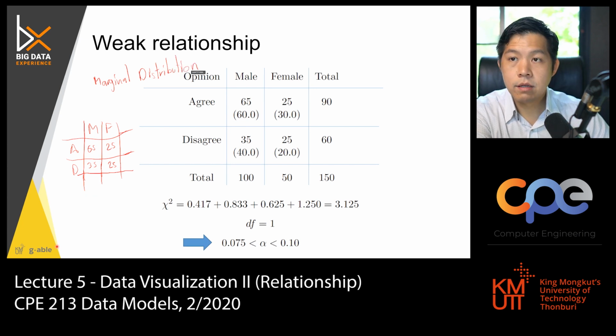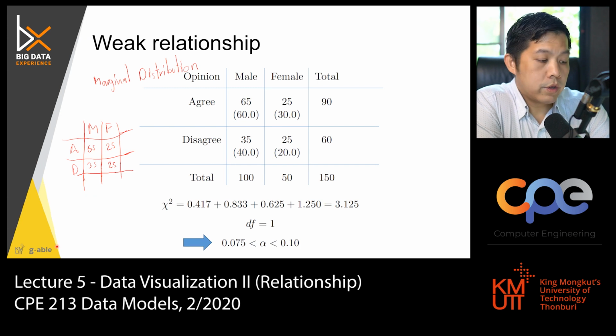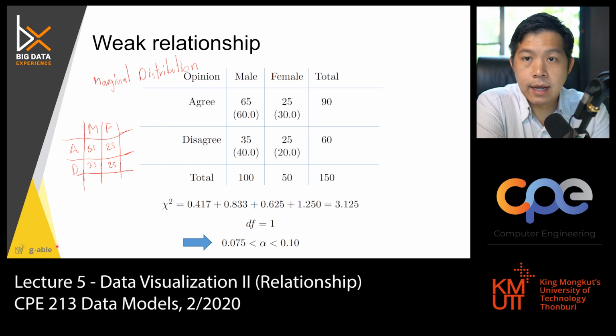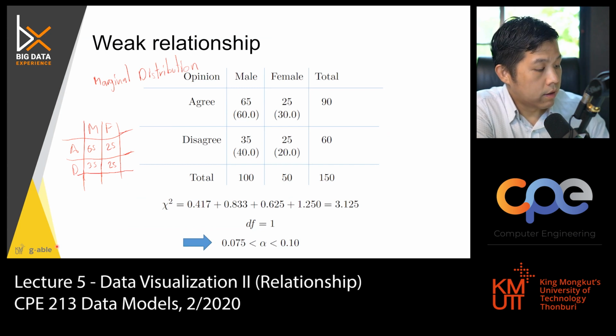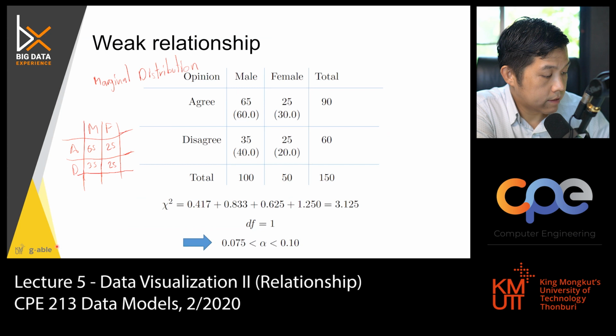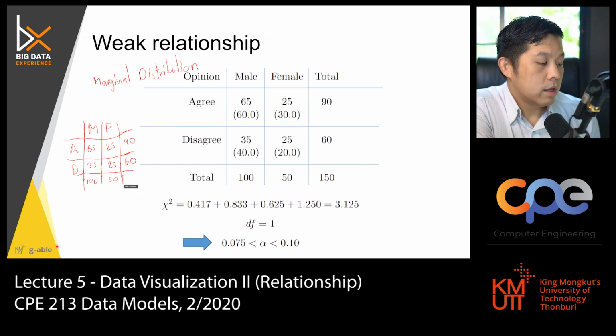The marginal distribution is a distribution where you marginalize, or think about the word margin, right? Margin means something that is on the rim, on the end. So we marginalize, computing the distribution of just one variable. For opinion here, it should be 25 plus 65, which is 90. This is 60. And this will be 100, and this will be 50. Now, how do we get the expected value if they are not related?